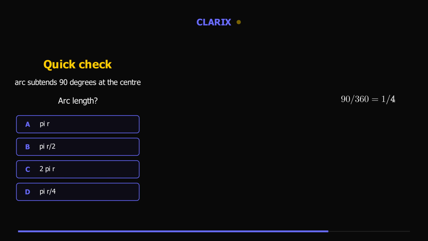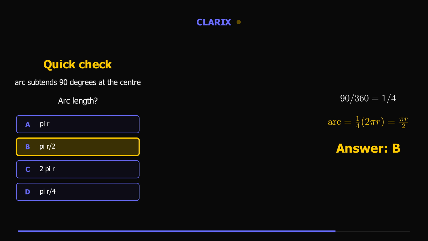An arc subtending 90 degrees is a quarter of the full circle, so its length is a quarter of 2 pi r, which is pi r over 2. The answer is pi r over 2.